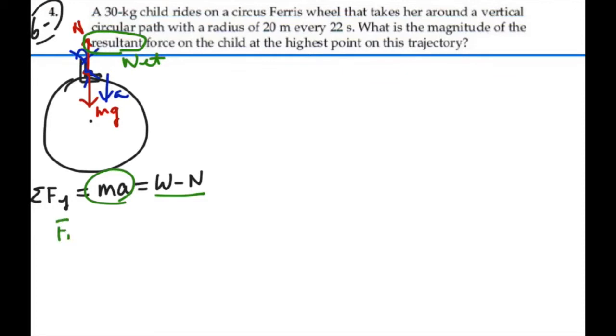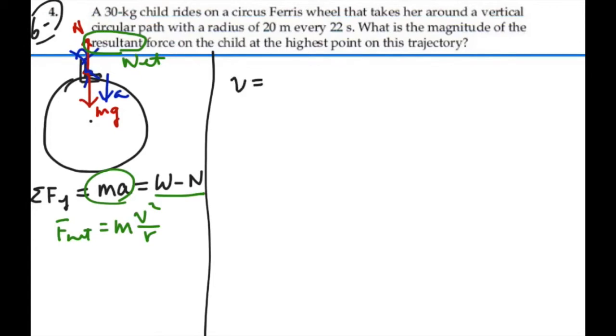So the net force will be mass times acceleration, mass times v squared over r for centripetal acceleration. And that's all we need to find. Of course, in this case, we don't know the velocity. We know that she goes once around every 22 seconds, and hence she would cover at a constant velocity a distance equal to the circumference of that circle, 2 pi r, and do that in a time T. So that should be her velocity. So that's going to be 2 pi times 20 meters divided by 22 seconds.